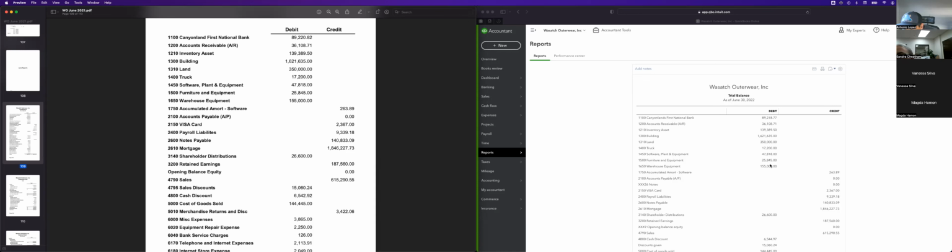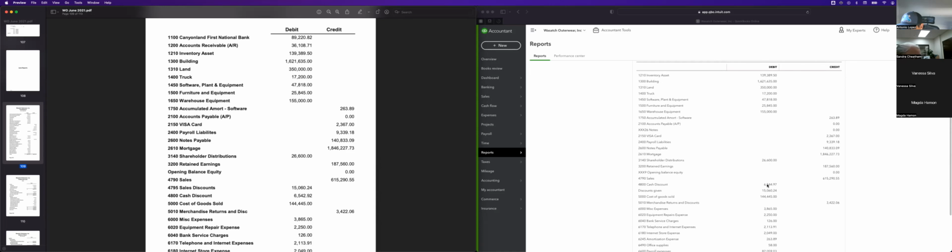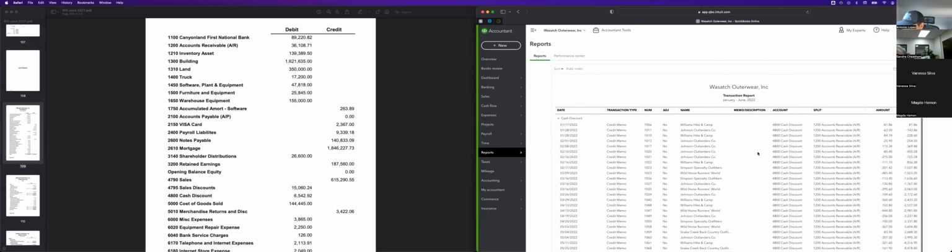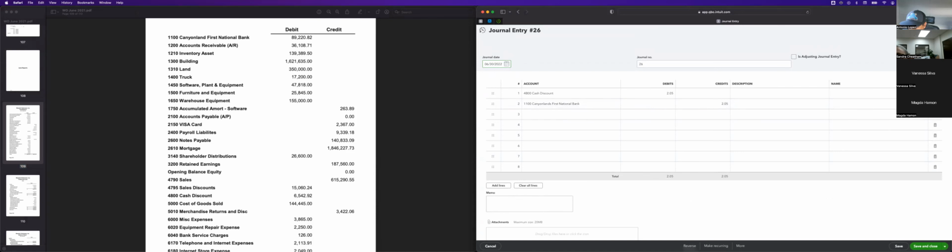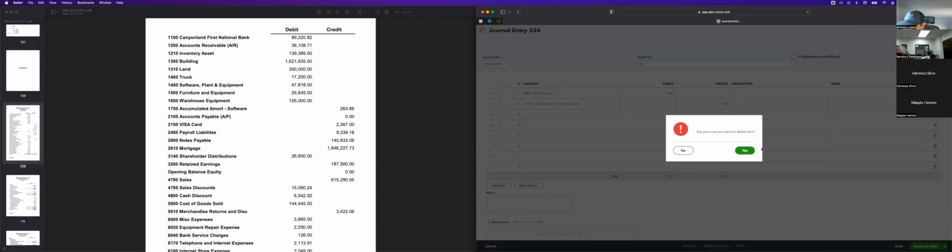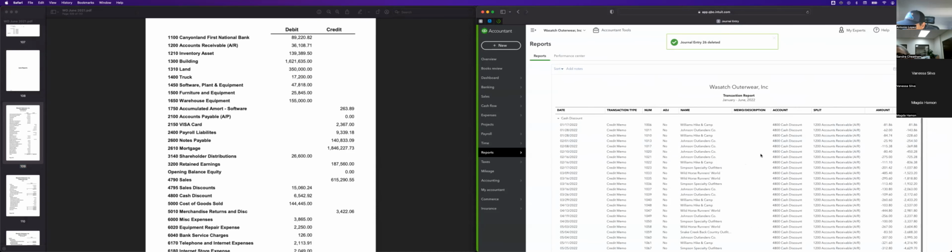Where's that cash discount? 4,800 cash discount. You need to delete this last journal entry in June. Yes, just delete the whole thing. And then that should fix it.